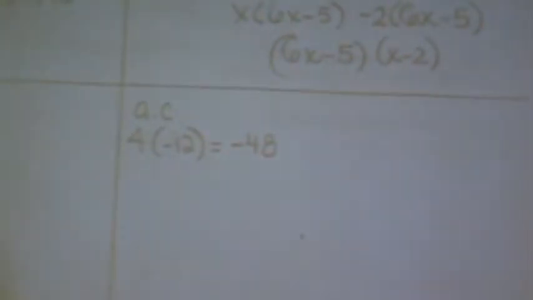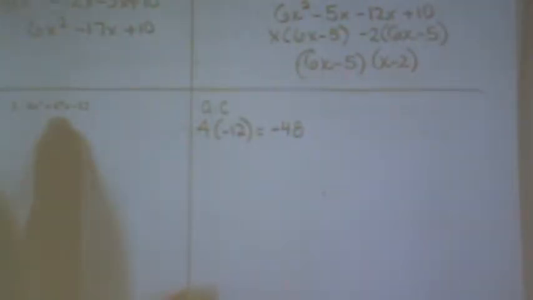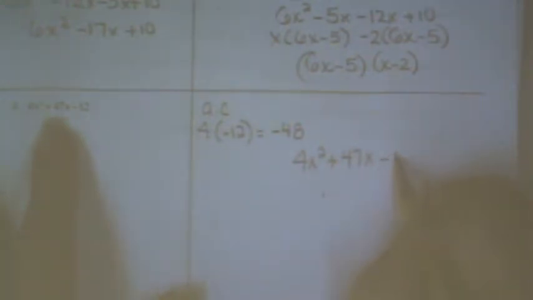So I need two numbers that multiply to give you negative 48, but add to be 47. So one's going to be positive and one's going to be negative. This is actually an easy one. Yep, you got it. 48 and what? Negative 1. So your problem reads 4x squared plus 47x minus 12.